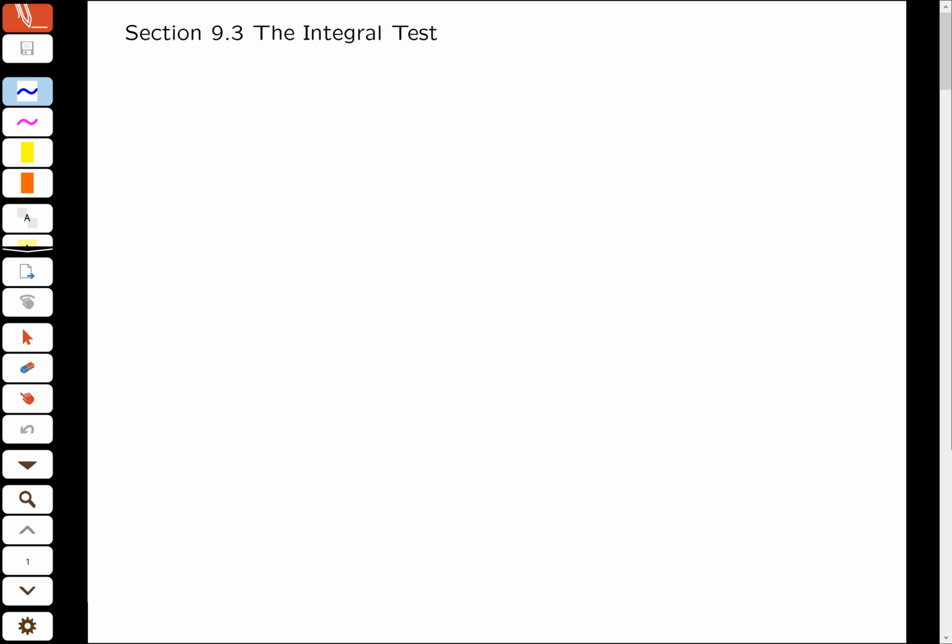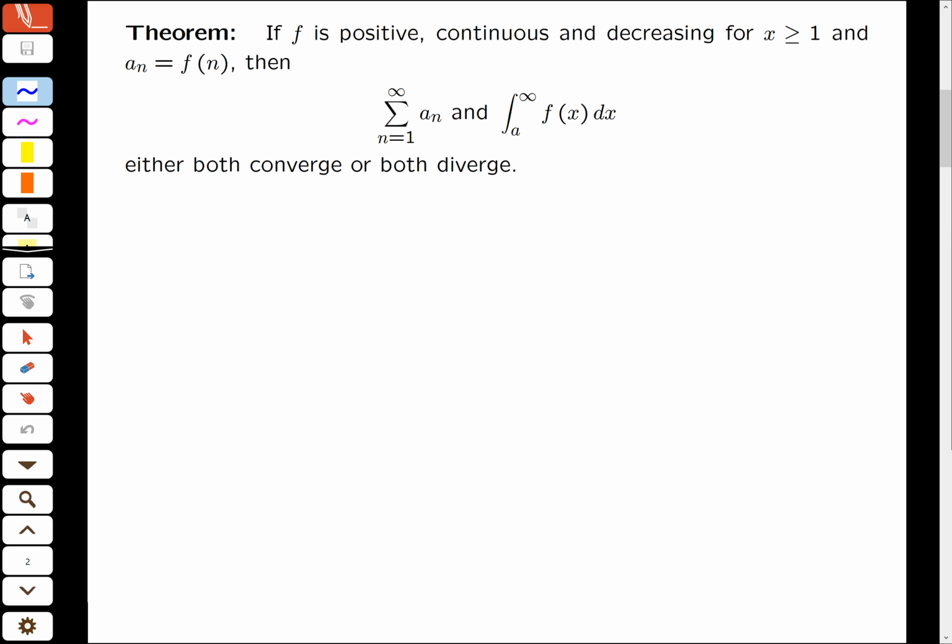Okay, section 9.3, we're talking about the integral test. We have so far talked about doing a telescoping series, the geometric series test, and the nth term test for divergence. So we have three different tests that we've talked about last time. We're going to add two more today. The first one is the integral test, and then from that we'll have something called a p-series.